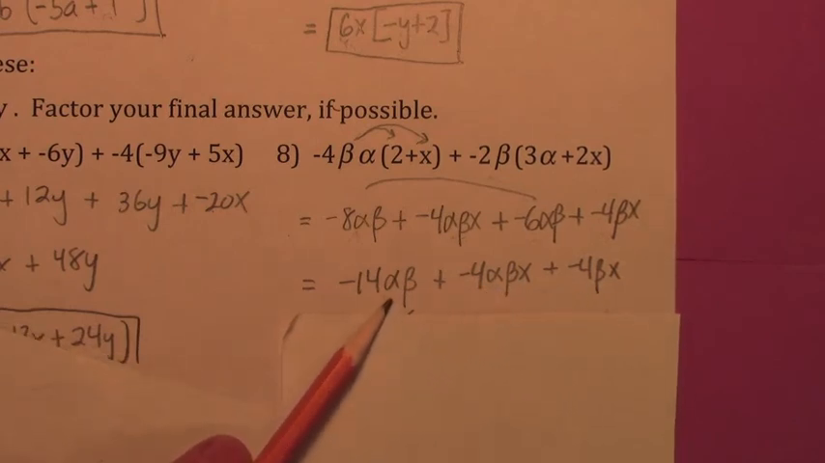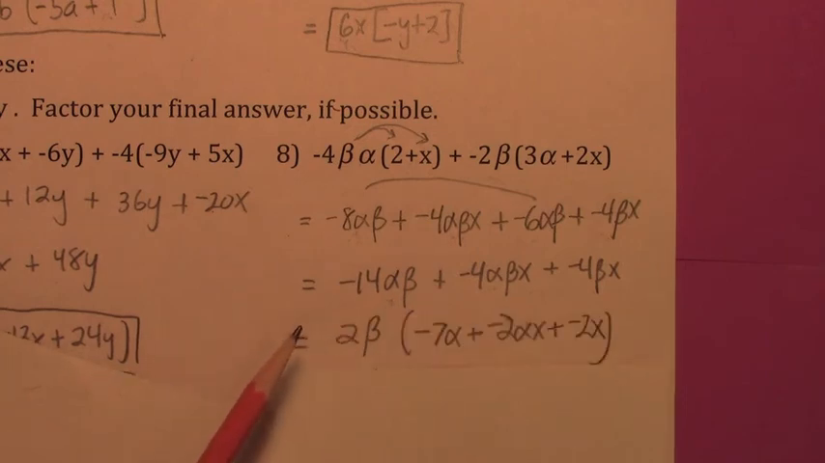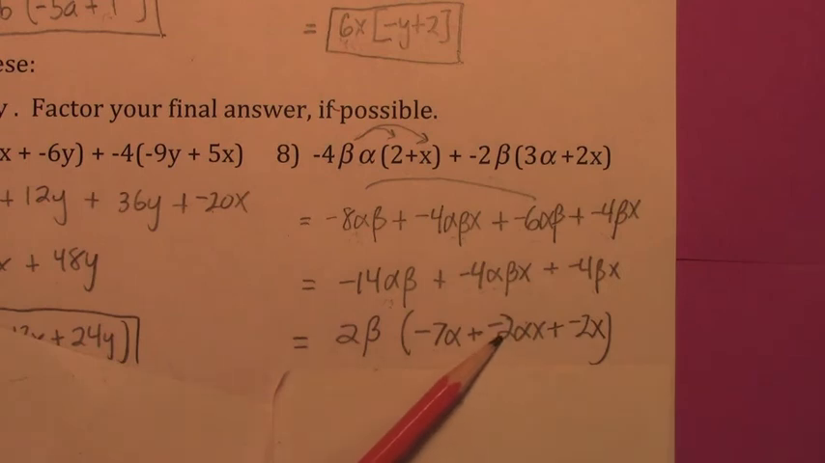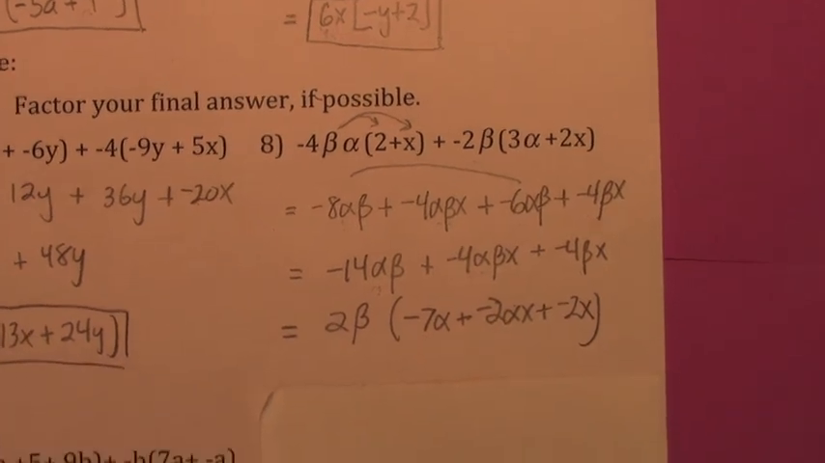Yeah, what's the greatest common factor here, though? There's something like a 2. Anything else? How about a 2 beta? So that's your final answer. 2 beta times the quantity negative 7 alpha plus negative 2 alpha x plus negative 2x. You could have also factored a negative 1 out of each term, and that would change the sign of each term inside the parentheses.